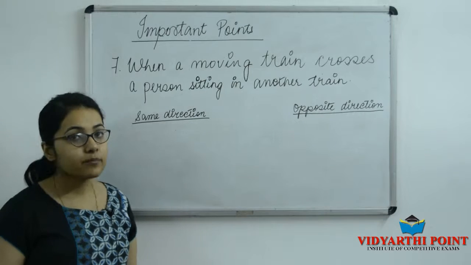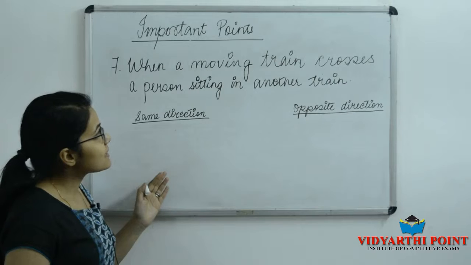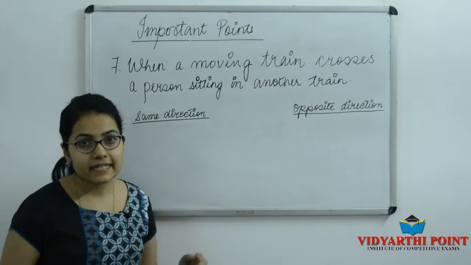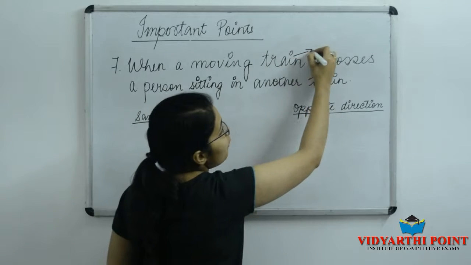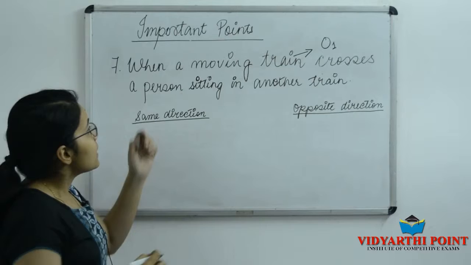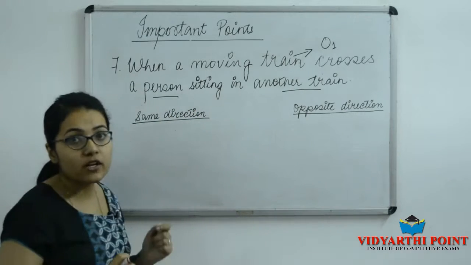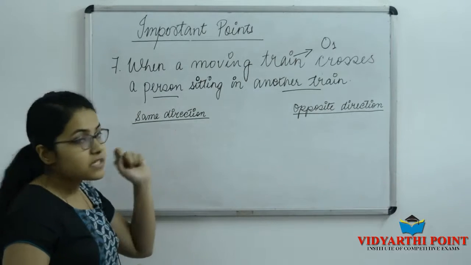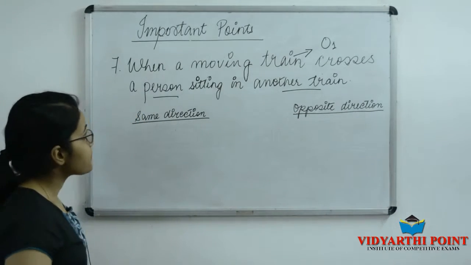Now let us look at point number 7. When a moving train crosses a person sitting in another train. Here there are three objects. The moving train is obviously the object 1. Now the person is also an object, another train is also an object. Here the person is a vertical object, the train is a horizontal object.